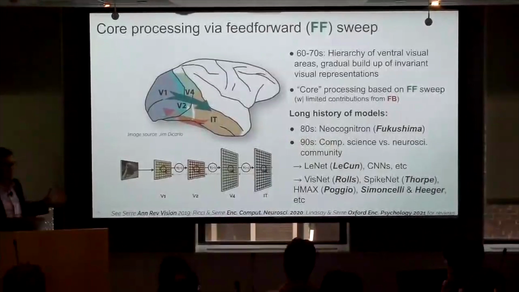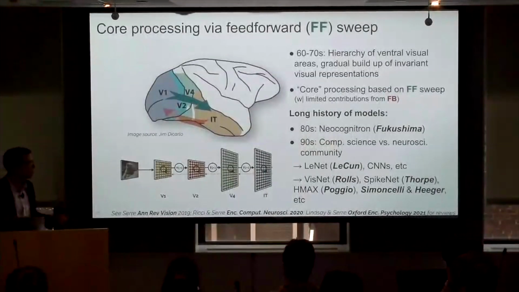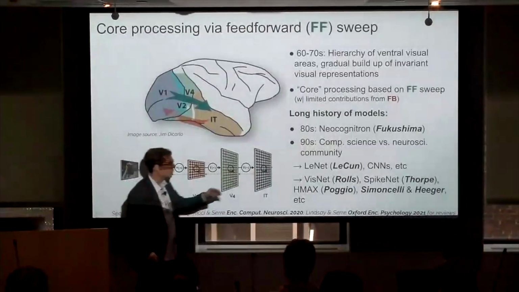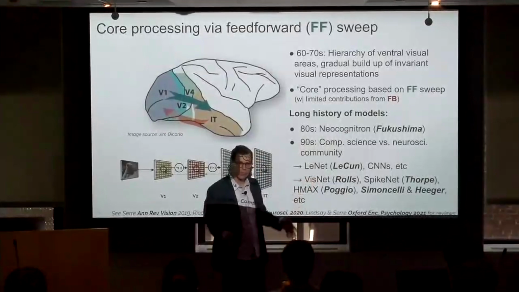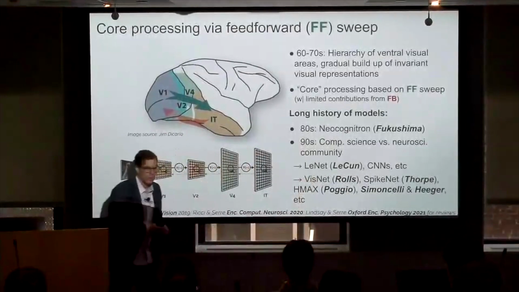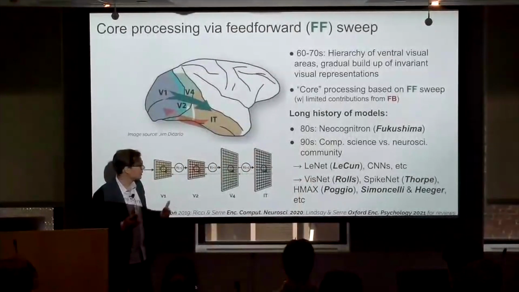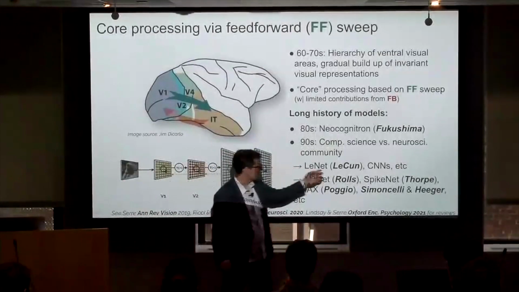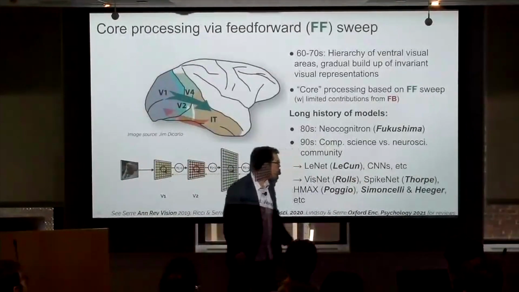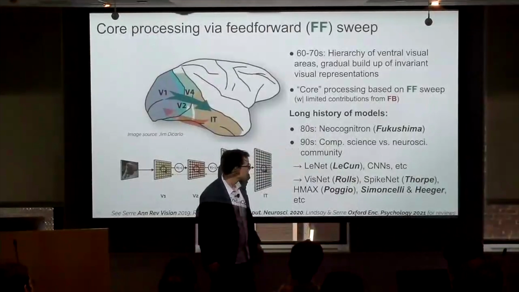One point that I'm going to try to make here is that somewhere around the 90s, the development of computational models of vision or object recognition kind of split along two communities. On the one hand, the computer science community, with people like Yann and others, really pushed the engineering forward towards building more robust, efficient, performant neural networks.